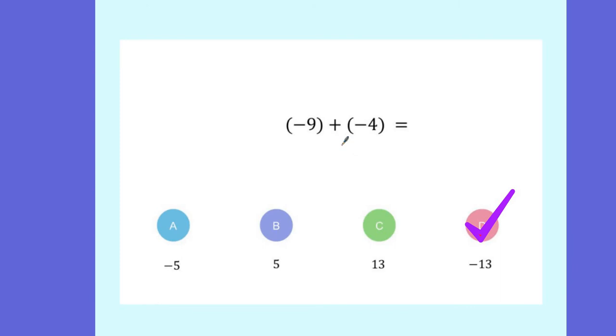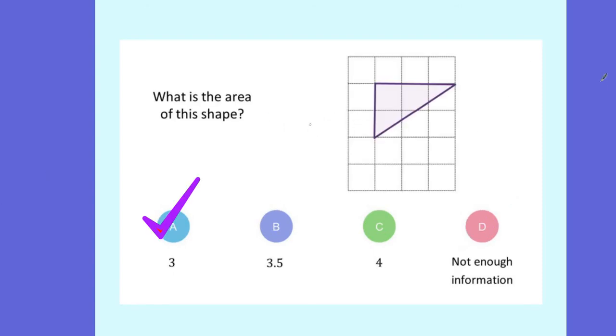Question number 4, -9 plus -4 will give you 13 red tiles altogether, so -13. And last question, the area of a triangle is given by half base times height, or base times height divided by 2. My base here is 3, my height is 2, so I've got 3 times 2 divided by 2, which gives me A, 3.